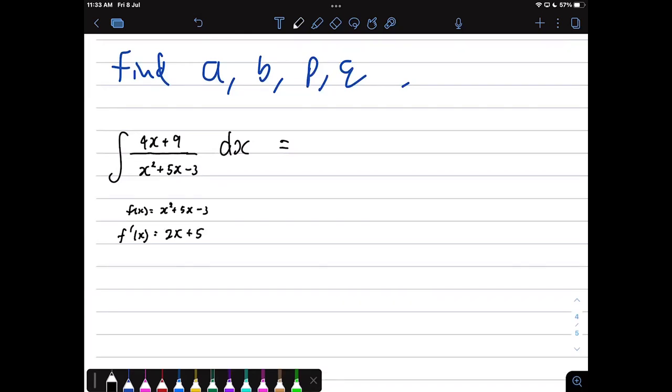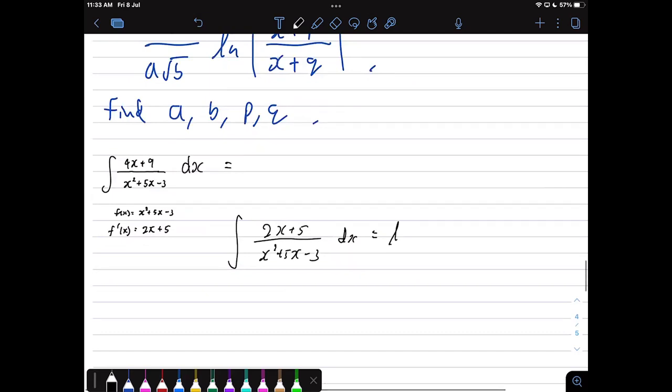Now what we want to do is make sure that the numerator is 2x plus 5. If the question was 2x plus 5 divided by x squared plus 5x minus 3, so easy. Straight away you can integrate it. It's just ln of the modulus of x squared plus 5x minus 3. If only. So here's a trick. Remember, I went through that question just now.